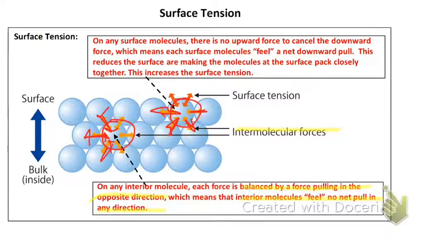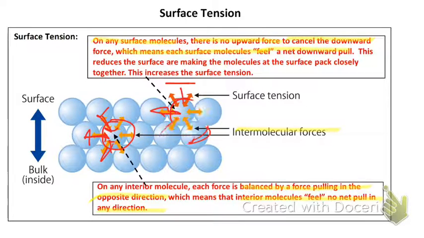So essentially what's going to happen is, for the surface molecules, there is no upward force to cancel out the downward force. You can see the downward force is going in this direction due to the pull of these molecules here. But there's no molecules up above in this area to pull those surface molecules up. Okay, there's just no attraction there. That's going to have a big effect. This means that the surface molecules feel a net downward force.